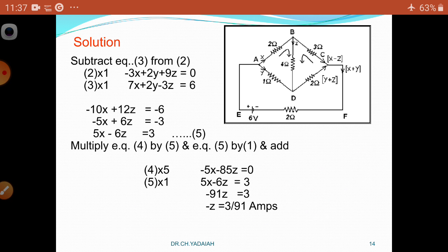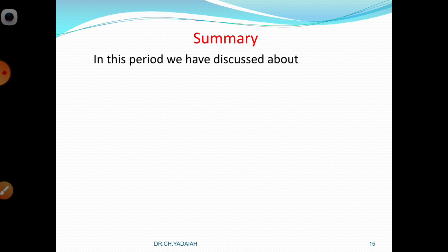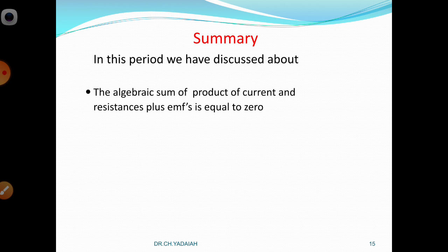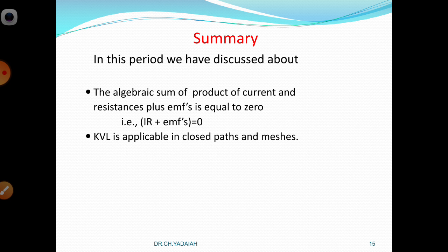Okay, simple applications. Now, let us summarize what we have seen in this class. In this period we have discussed that the algebraic sum of the products of currents and resistances plus EMF is equal to 0, that is KVL, IR plus EMF equal to 0, and KVL is applicable only to closed paths and meshes. KCL says the sum of the currents entering a node equals the sum of the currents leaving the node. We use KCL for node analysis and KVL for mesh analysis.